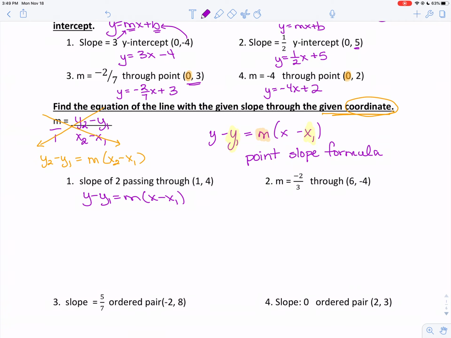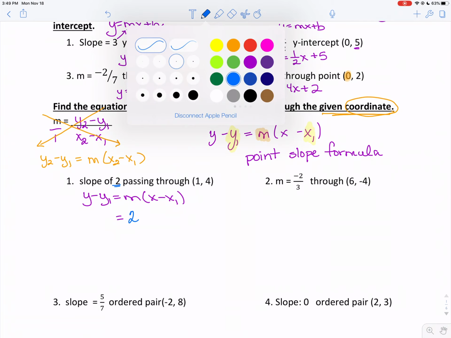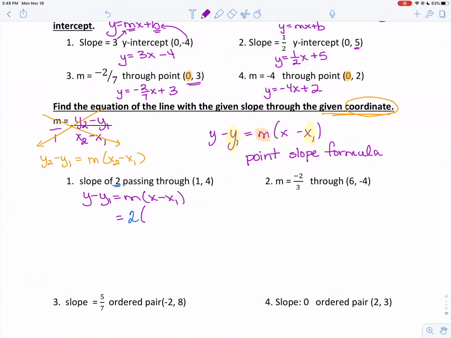Okay, so now we're going to put my slope in there. Wherever there's a slope, there's the slope of 2. So I'm going to put it right there. And then I'm going to put my x's and my y's. What's my y1? Remember, y1 is the value of the y. So I'm going to put the 4 right there. And then, of course, my x1 is going to be the value of my x. So I just plug those in. And that's an ugly looking line.